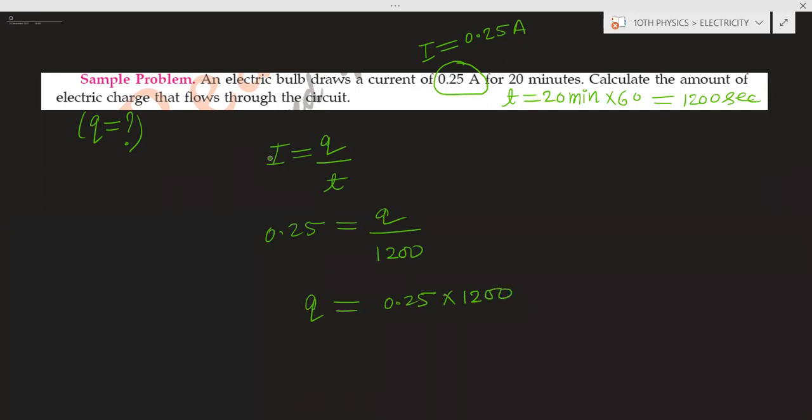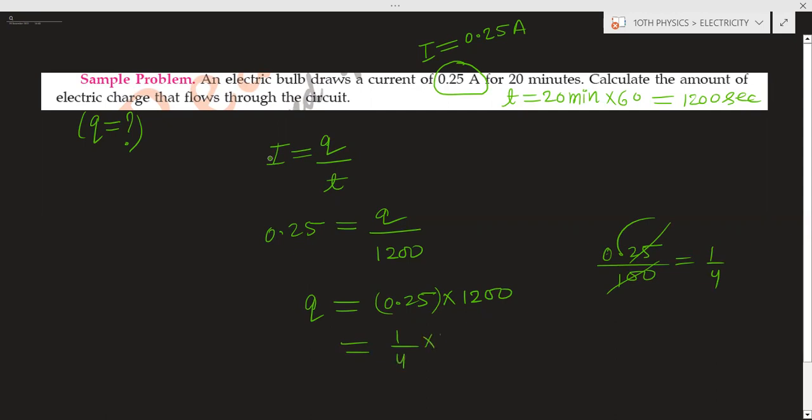So the charge is 0.25 multiplied by 1200. This 0.25 you can write as 25 by 100, and when you cancel it out, it becomes 1 by 4. So 0.25 is 1 by 4, multiplied by 1200. When you cancel 1200 with 4, it becomes 4 threes are 12 and 00, so 300. The charge of 300 coulombs is flowing through the circuit.